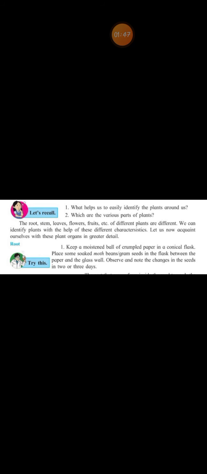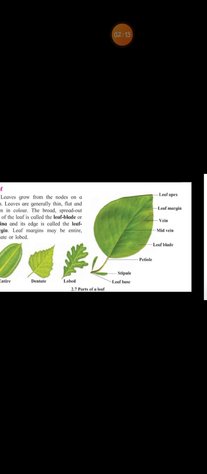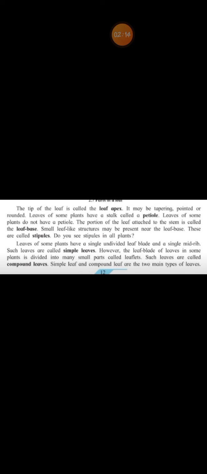Fine. Now, first we will see about roots. You have to do here an activity. Keep a moistened ball of crumpled paper in a conical flask. Place some soaked moth beans or gram seeds in the flask between the paper and the glass wall. And you have to observe and note the changes. Okay, children? Now, what will be the changes?